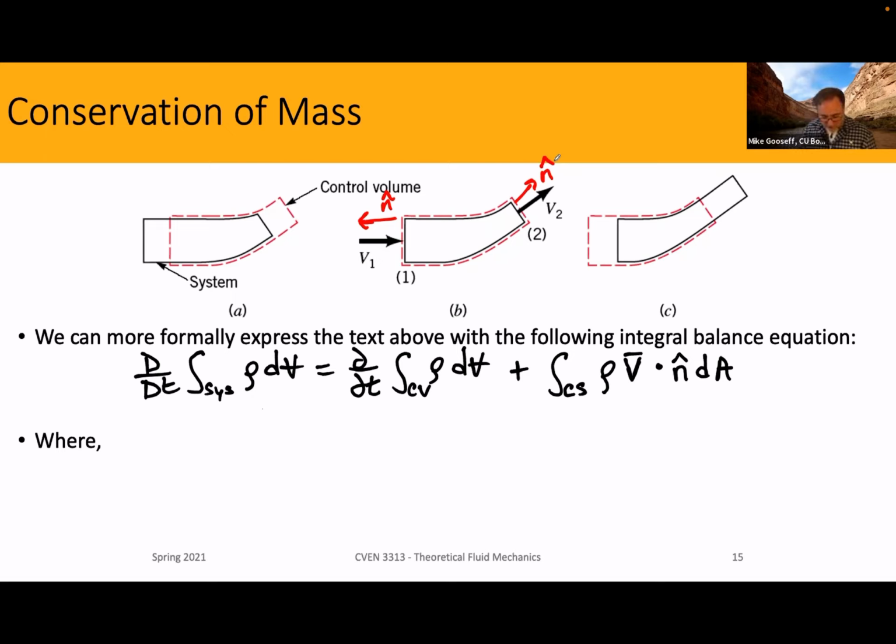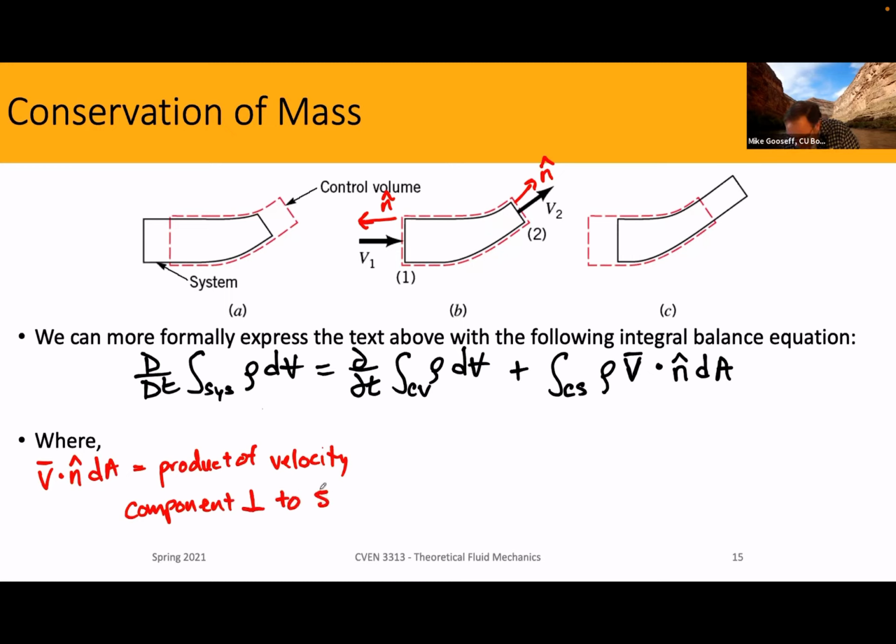So let me identify this a little bit better. So the velocity vector times the dot product of n hat dA is the product of the velocity component that is perpendicular to the control surface.